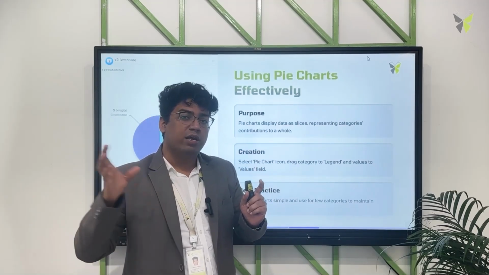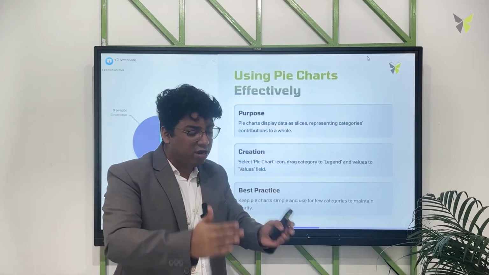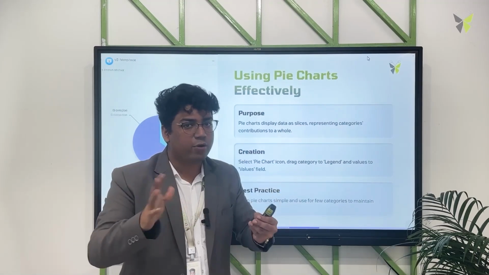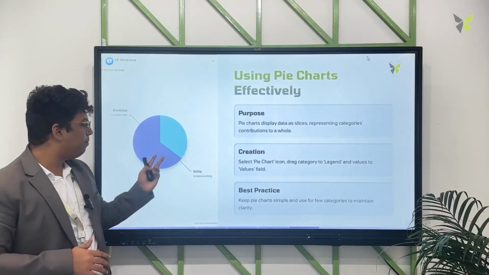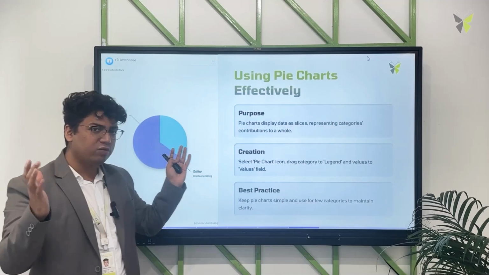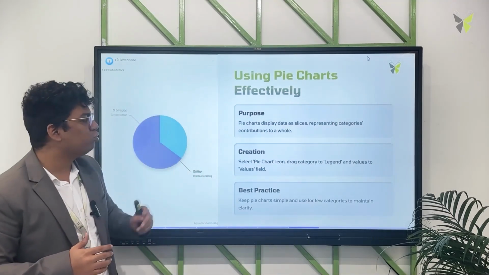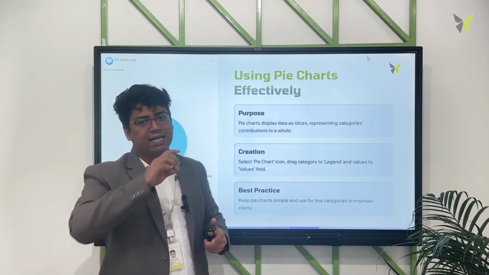If I take segment-wise sales, which segment is taking a lot of the pie for itself according to sales, we can understand it using a pie chart. See, for example, how a pie chart looks here. We can see someone is taking a purple section which is a lot bigger than the blue section, right? The purpose of a pie chart is to show data as slices.